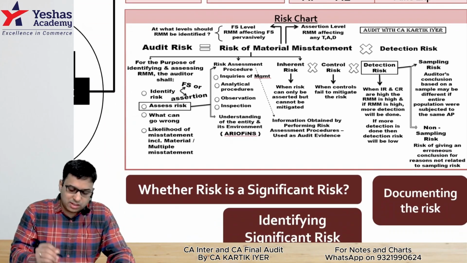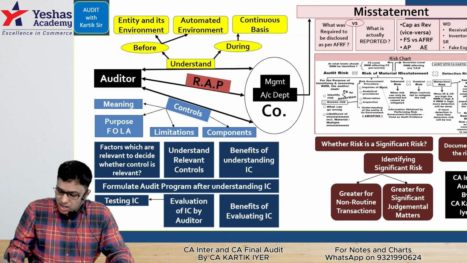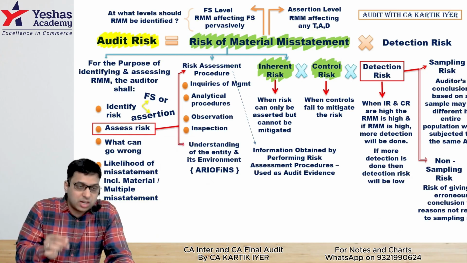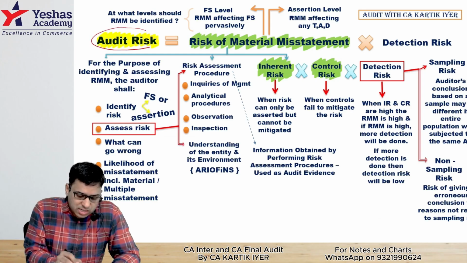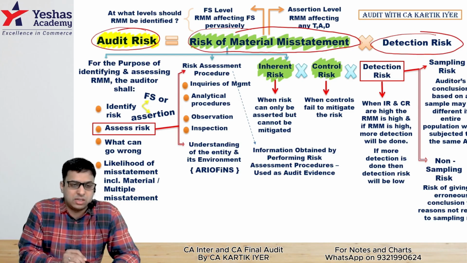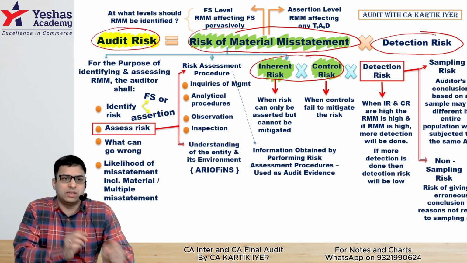We enter the dangerous area called the risk chart. So let's go ahead with the risk chart. Let's do one by one in this category. Let's start. Look at the screen. So in this, how do we go about it? Start. Audit risk is equal to risk of material misstatement into detection risk. Risk of material misstatement is nothing but inherent risk into control risk.